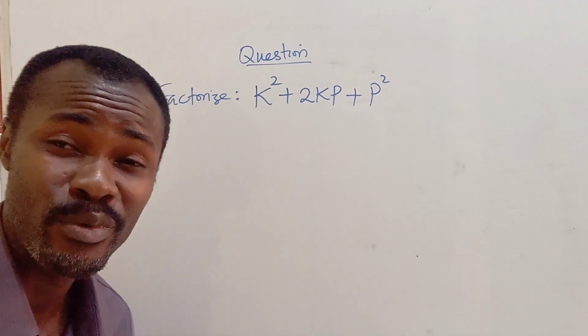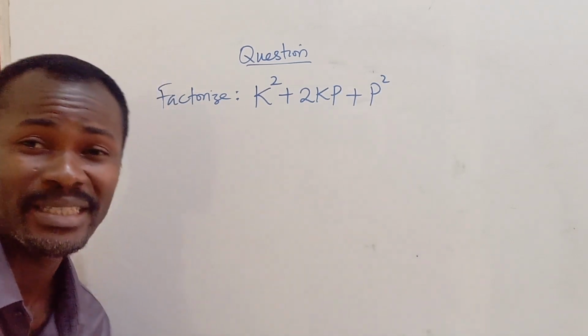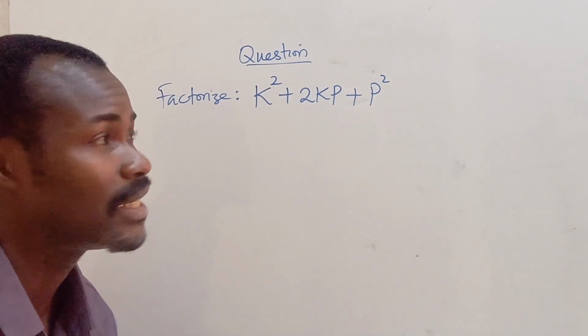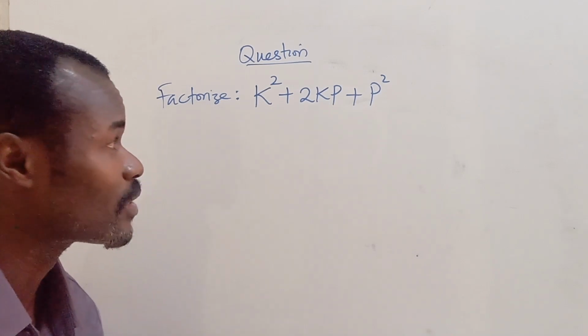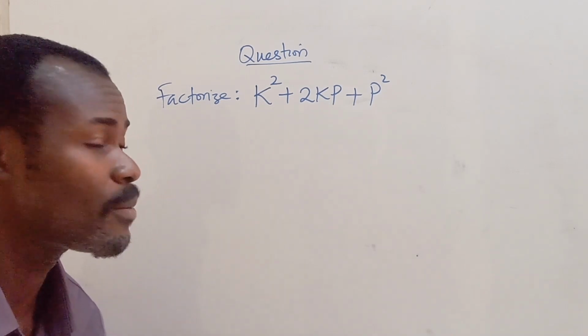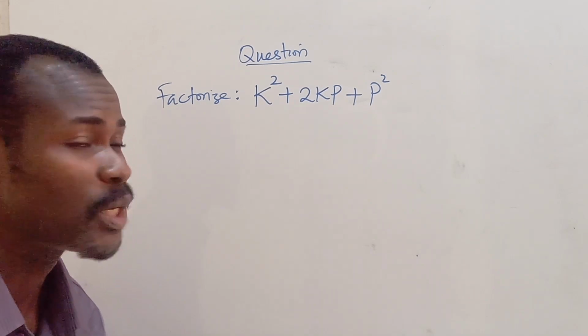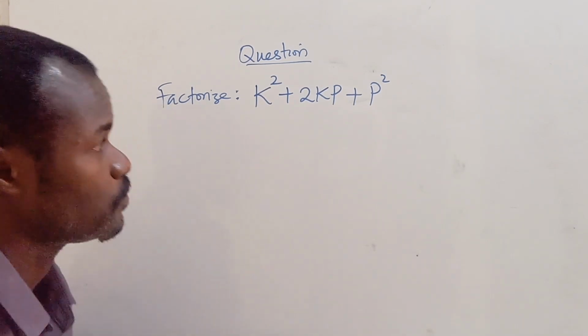So we have a simple problem on the board. You can do well to pause the video, attempt the question and come back to the problem. Alright, so we have a question on factorization. We have to factorize k squared plus 2kp plus p squared. This is a simple one.